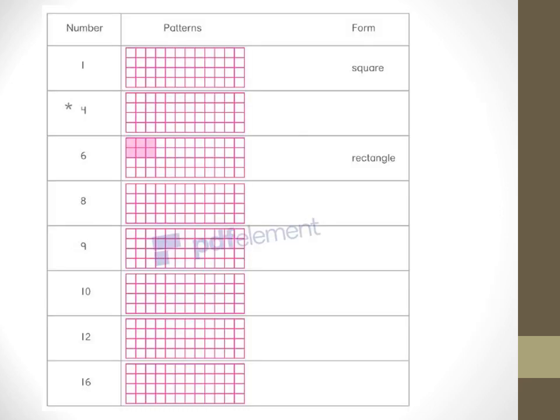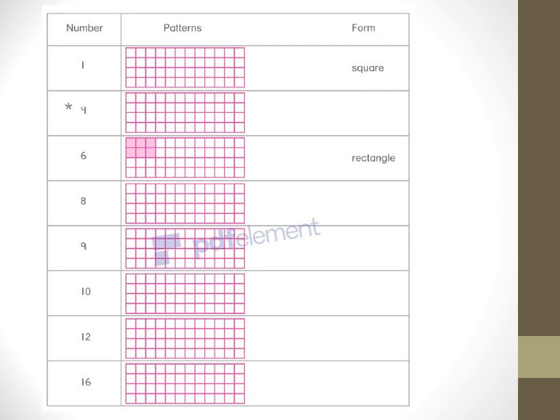Now here, using the graph, the pattern part, we have to find out which number can be represented as a square. So 1 can be represented as a square. 4, if you color up 4 squares, then it also will represent a square. But 6, if you color out 6 small squares, it will not be a square, it will be a rectangle.